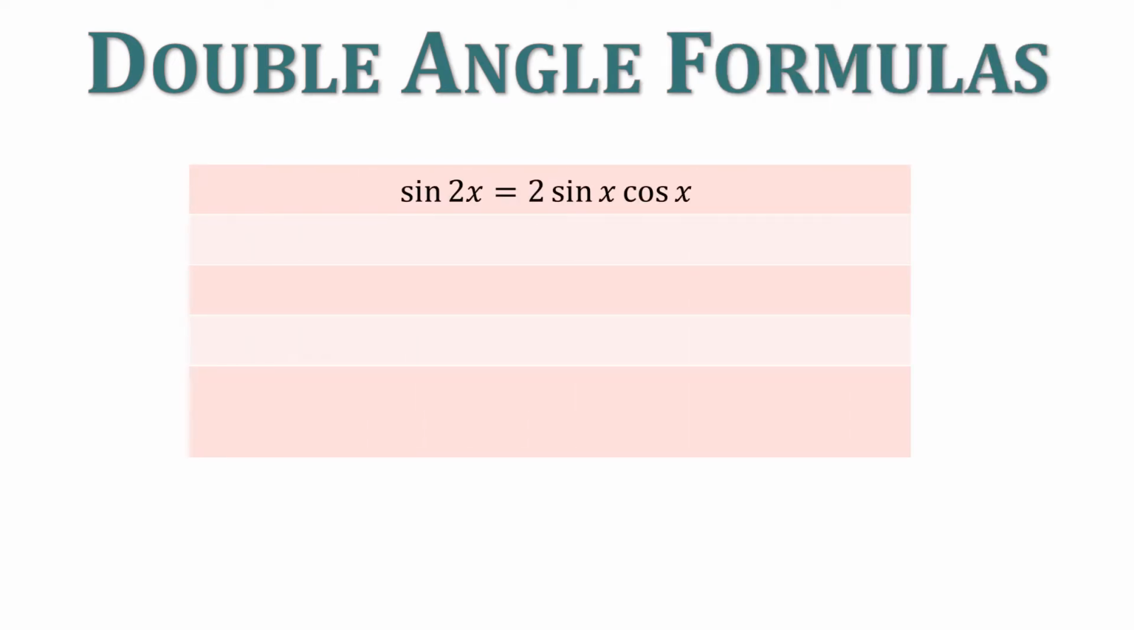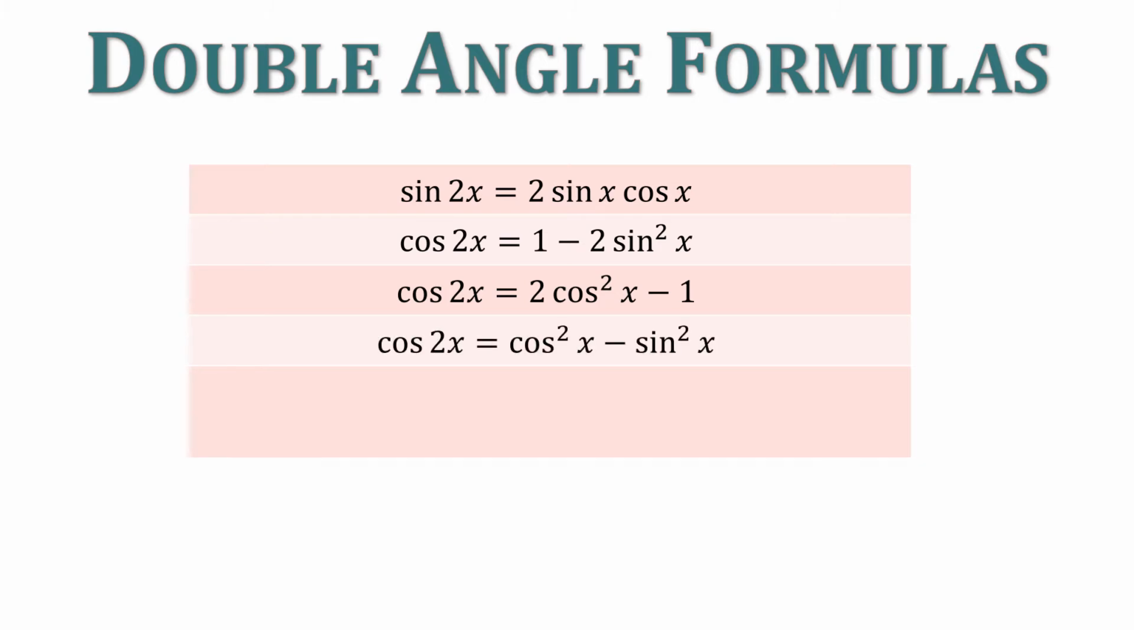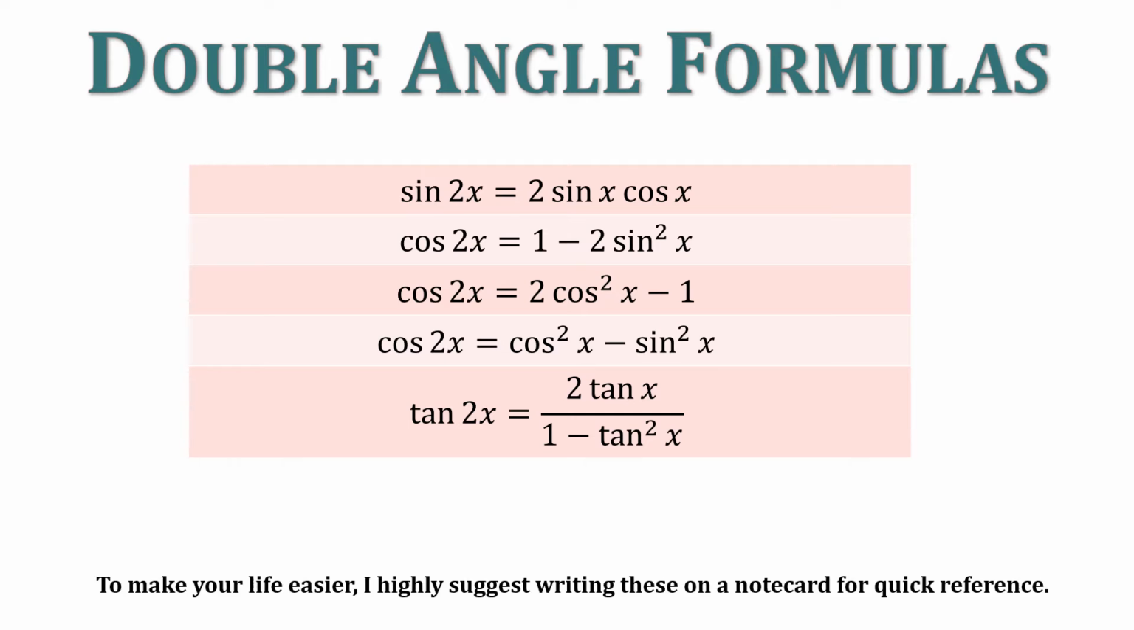So if we say sine of 2x, that's the same thing as saying 2 times sine of x times cosine of x. Cosine of 2x, one of the options is 1 minus 2 sine squared x. Another option is 2 cosine squared x minus 1. And the third option is cosine squared x minus sine squared x. Now these three are all interchangeable. Sometimes it'll be more beneficial to use one over the other, but in the end they will all give you the same answer. Tangent of 2x is 2 times tangent of x all over 1 minus tangent squared of x.